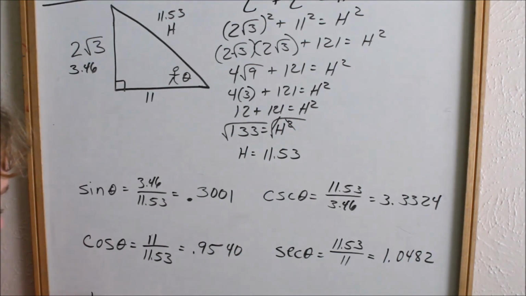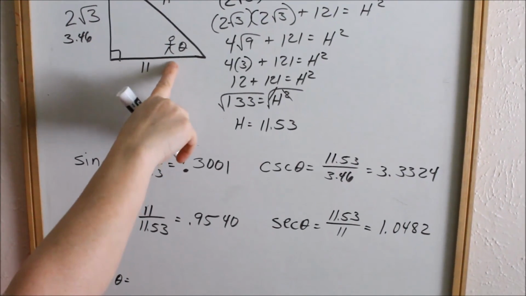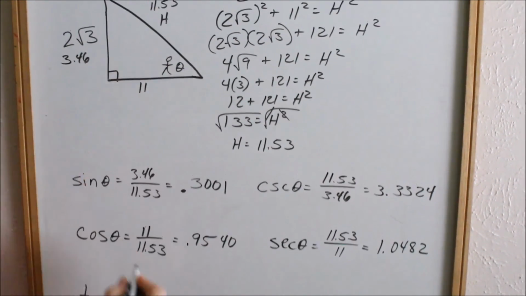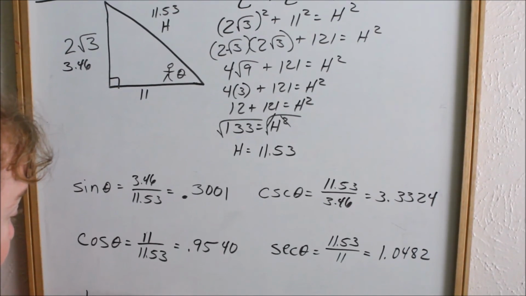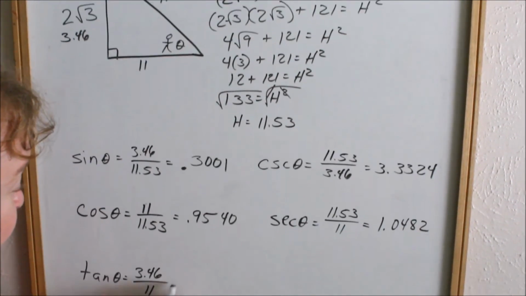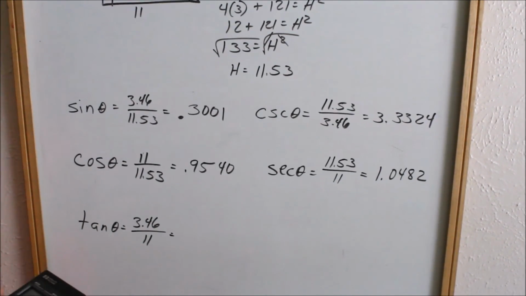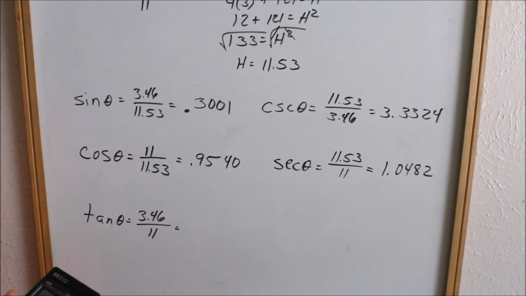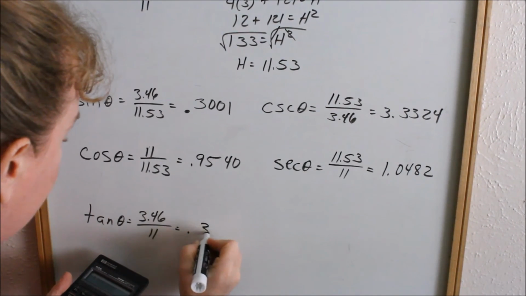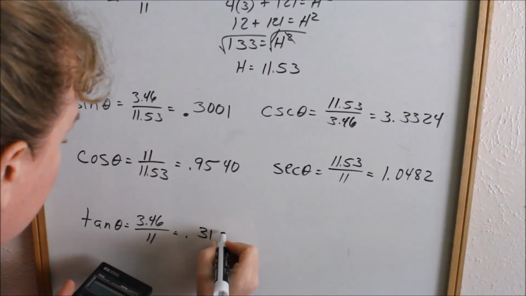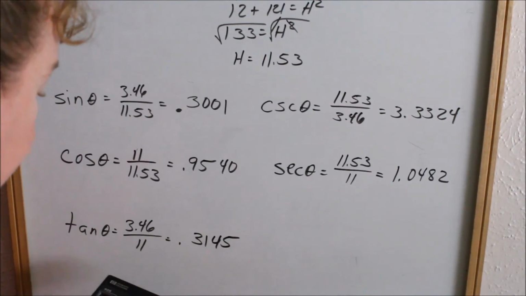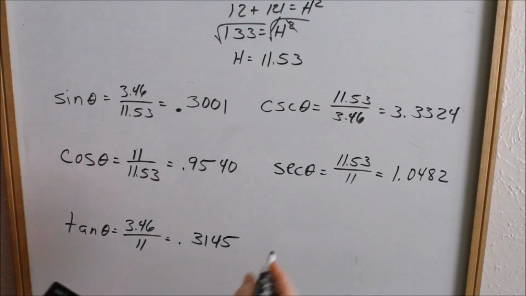Tangent. Tangent is opposite over adjacent. If I'm standing here, the side opposite of me, 3.46. The side adjacent to me was 11. Dividing that out, 0.3145. Just making sure I'm rounding correctly.